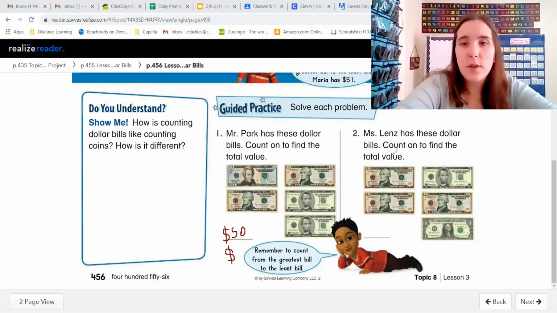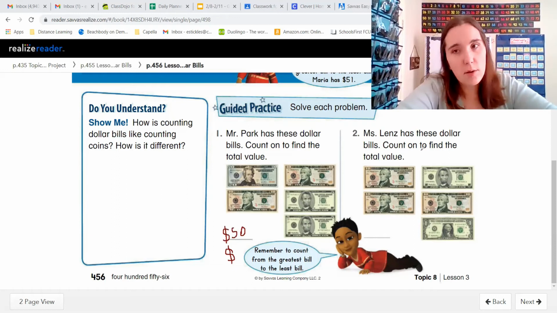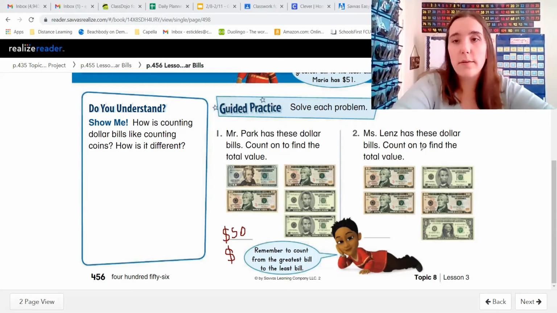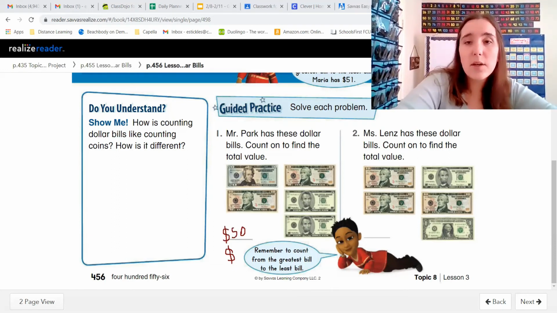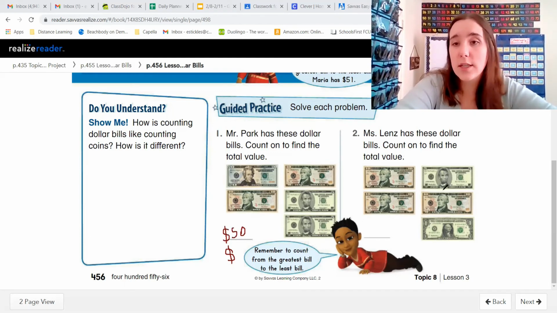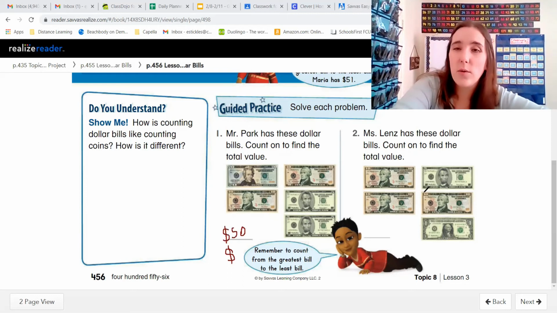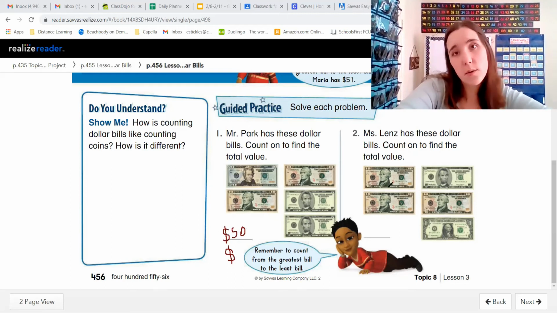Now let's do number 2. Miss Lenz has these dollar bills. Count on to find the total value. Notice these bills are not in order from greatest to least value, so make sure you're catching on to that because it'll be easier if you start with the biggest bills, the ones that are worth the most, and you add on the smaller bills.